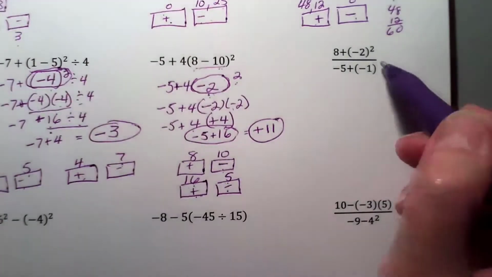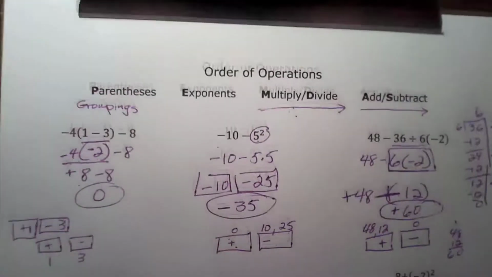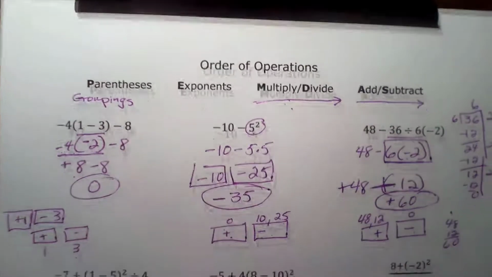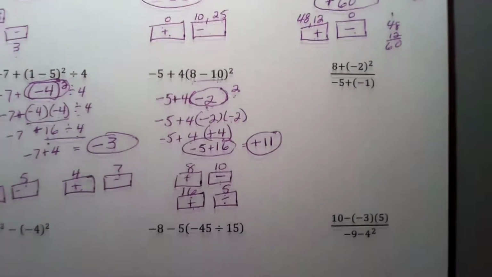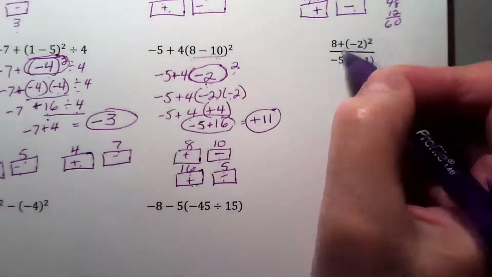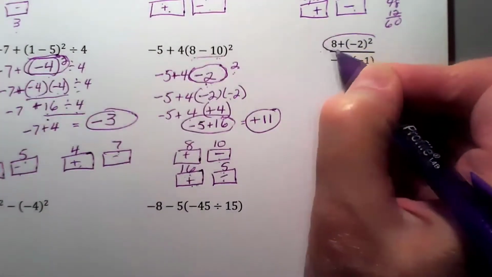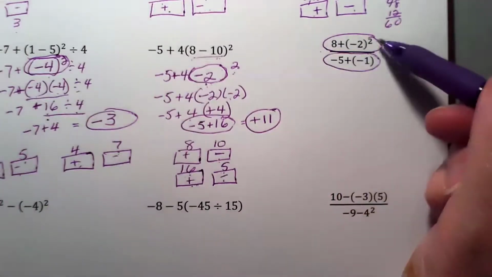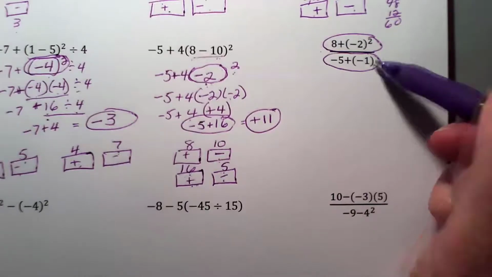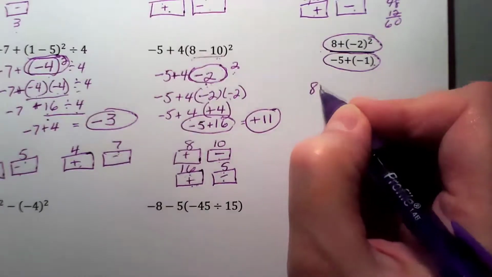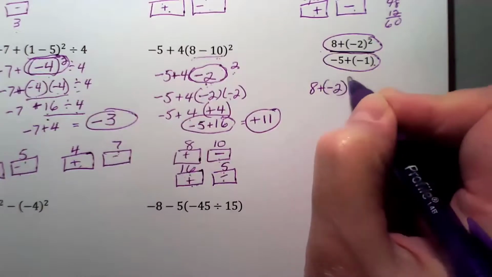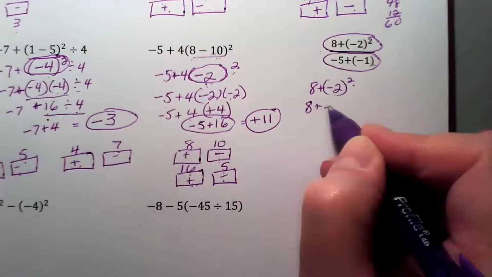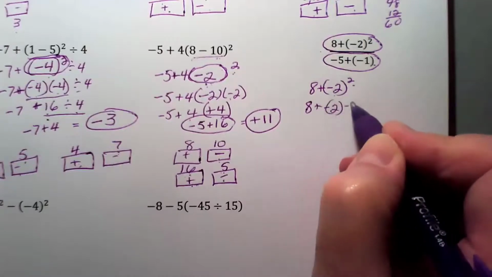This one is one of those times when I said that parentheses could mean groupings. This is that kind of grouping. It's the same idea as parentheses. It's what you do first. So I have this to do, and I have this to do, and then I'll take whatever this is and divide it by this. So first I'm going to do the 8 plus negative 2 squared. Do the exponent first, so that means 8 plus negative 2 times negative 2.